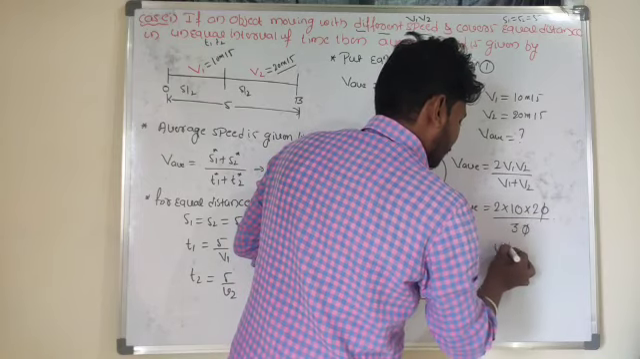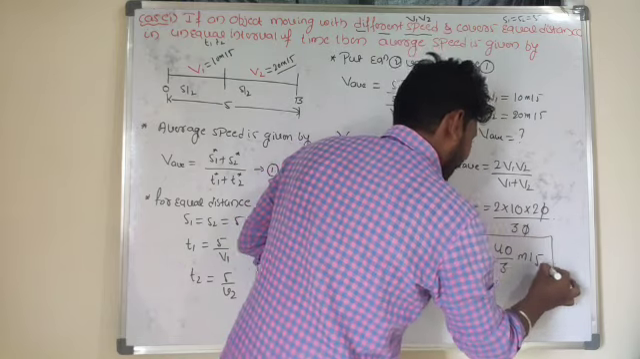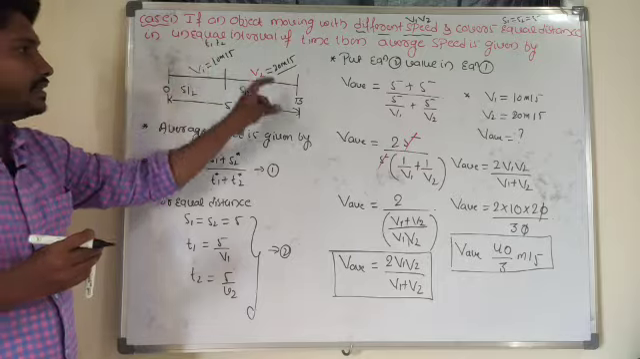20 into 2, 40 by 3 meter per second here. So what is the average speed in this example here?